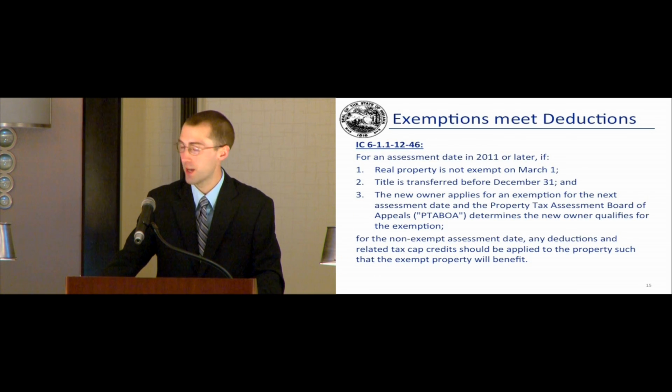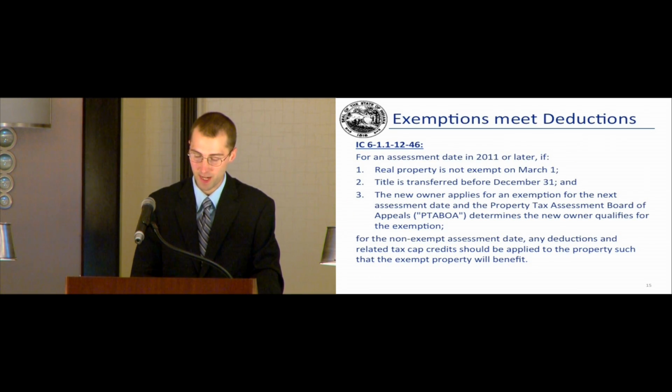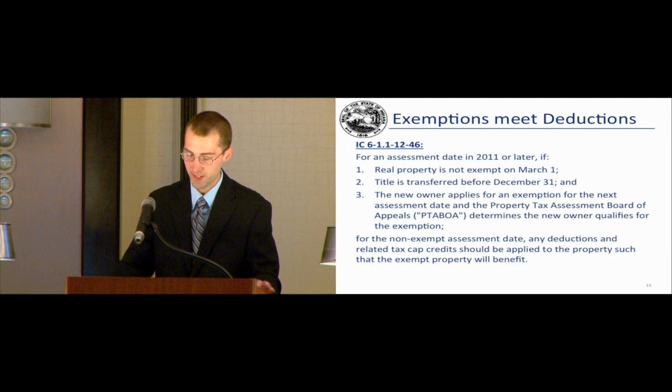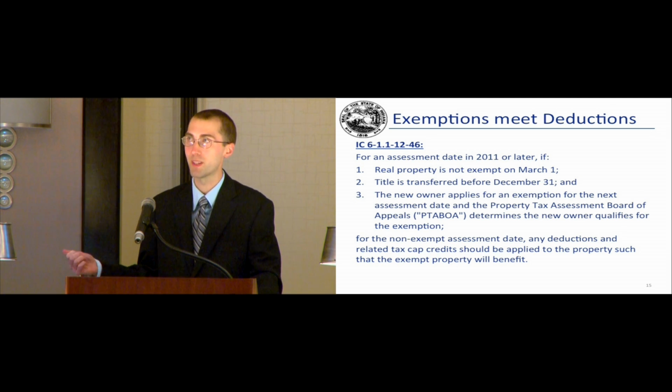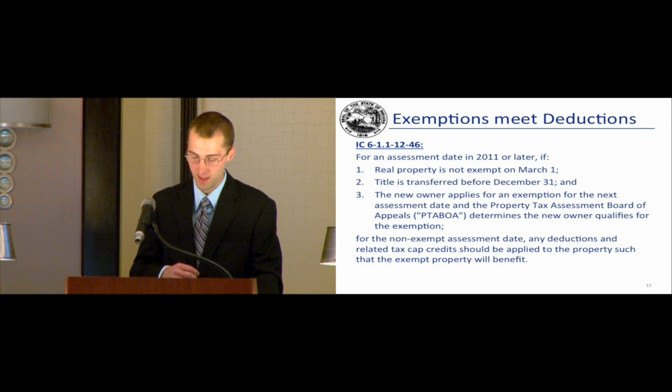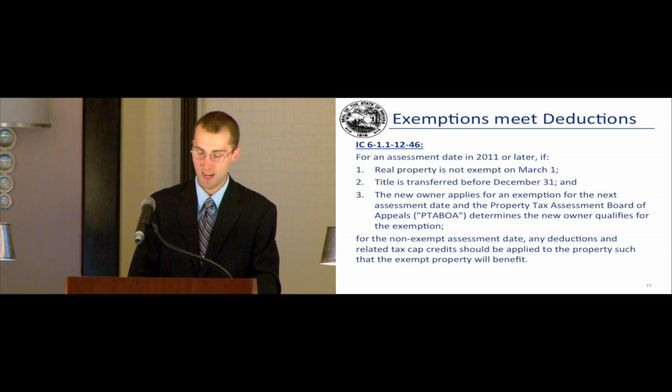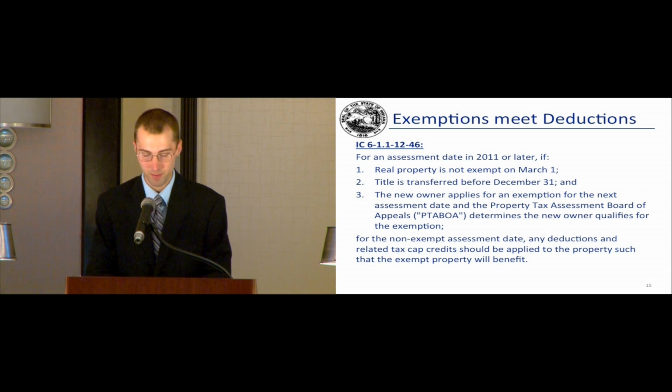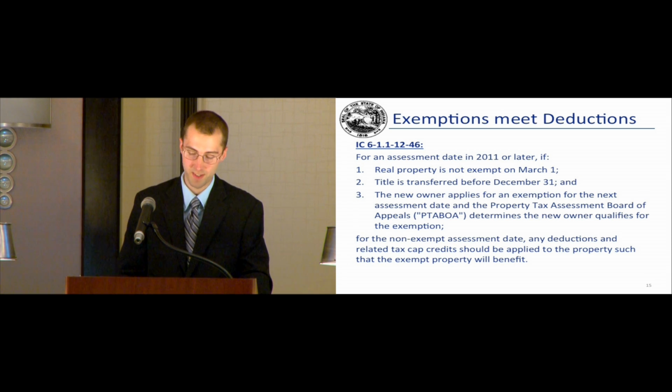I would also like to point out to you Indiana Code 6-1.1-12-46. This was made into law in 2011. This statute was meant to give a taxpayer who acquired non-exempt property but then would be eligible for an exemption as much of a reduction in tax liability as possible, because the exemption would not be put on the property until the next assessment date.